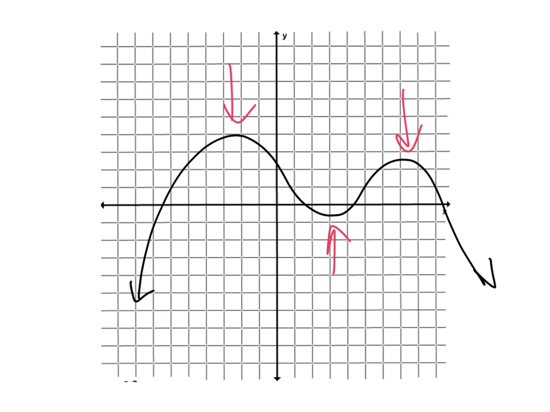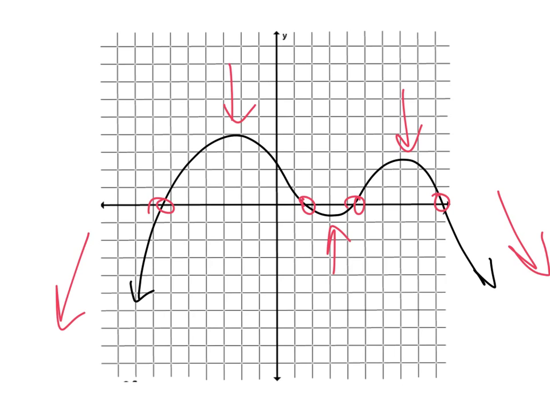Quartic function of the type I just drew, but the lead coefficient is negative. I still have my 1, 2, 3 turning points. I still have my 1, 2, 3, 4 solutions. In this case, all 4 are real numbers. And now my end behavior goes down on both sides.